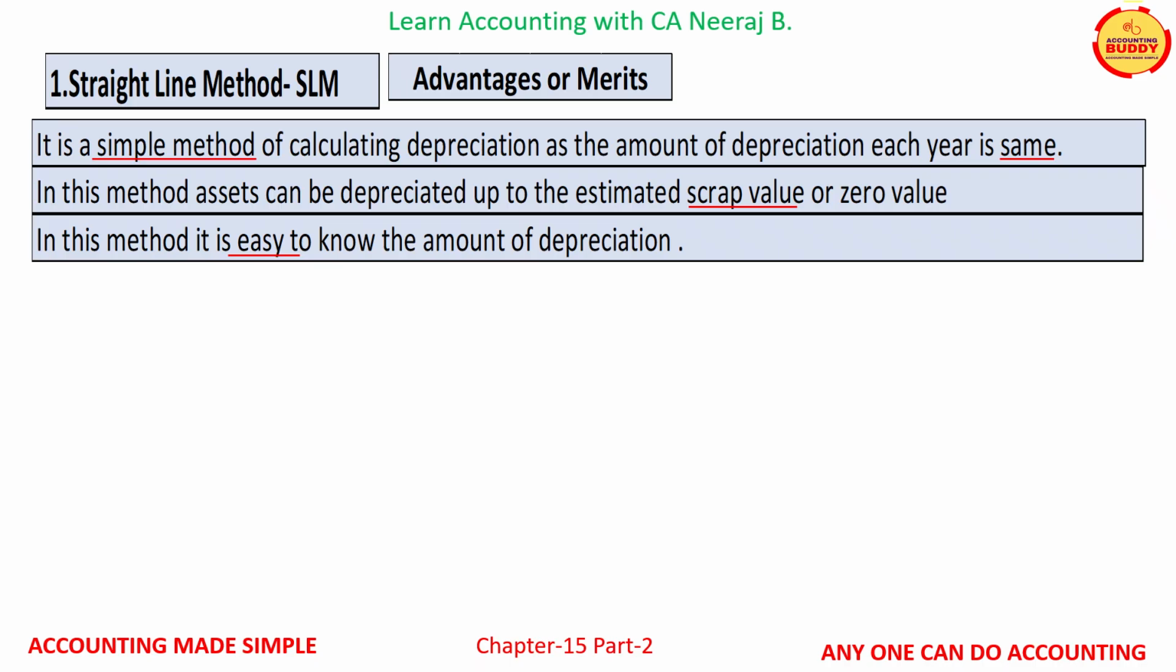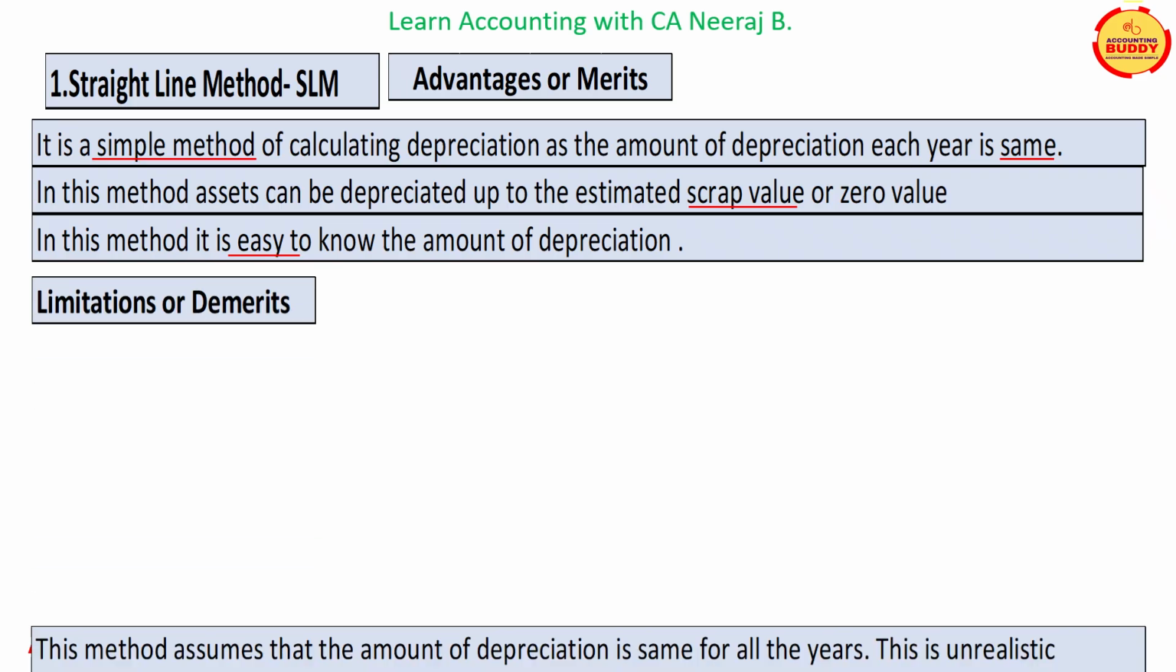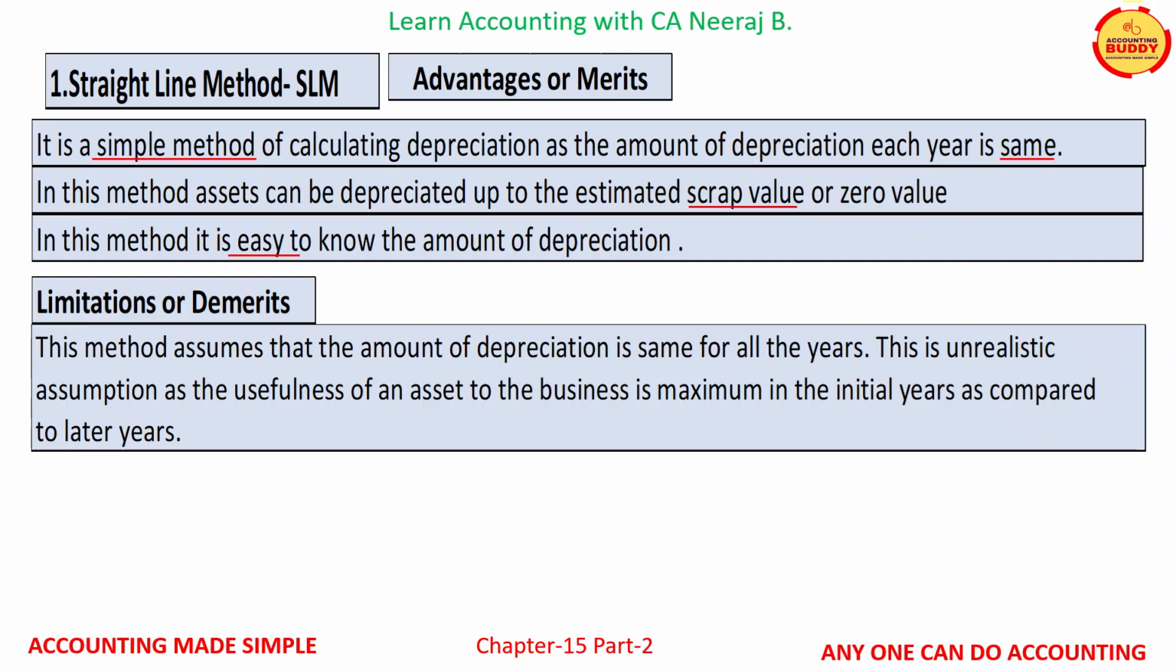Let us now talk about the limitations of the straight line method of providing depreciation. This method assumes that the amount of depreciation is same for all the years. This is an unrealistic assumption as the usefulness of an asset to the business is maximum in the initial years as compared to the later years.